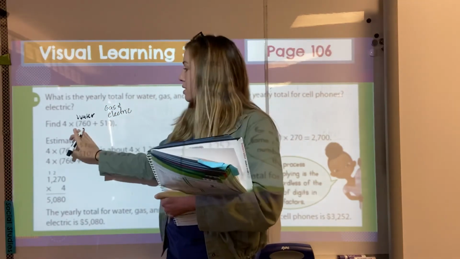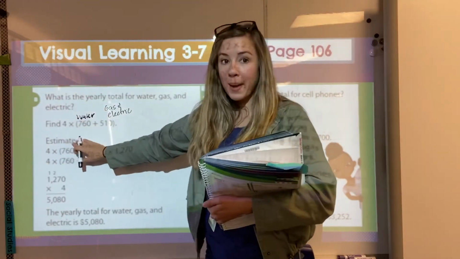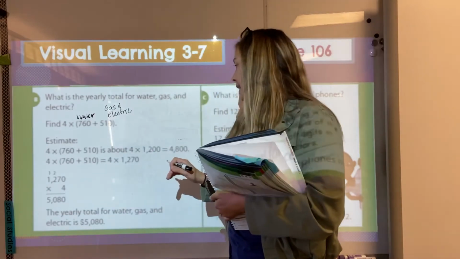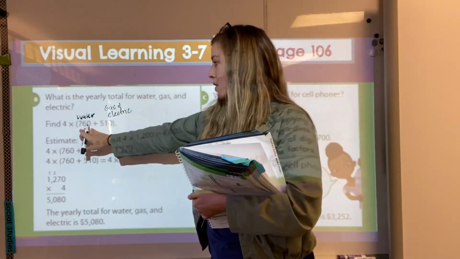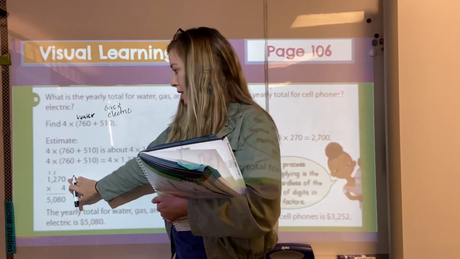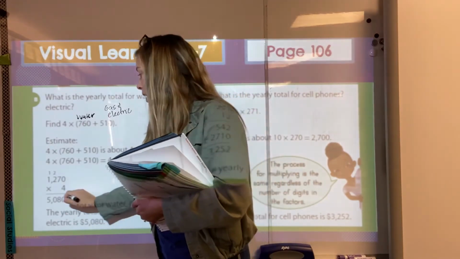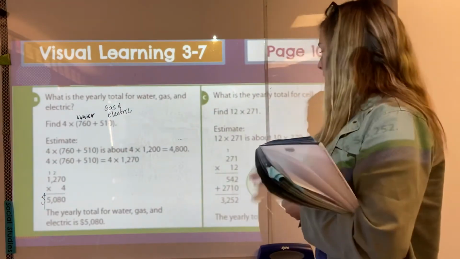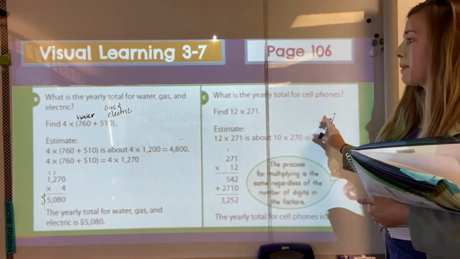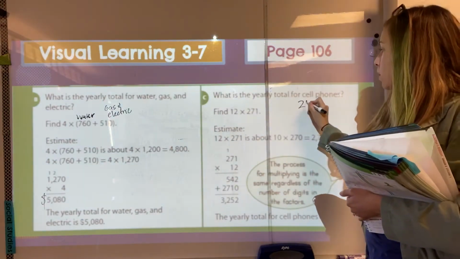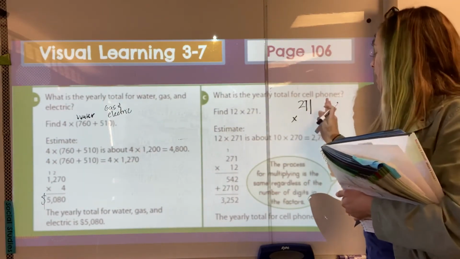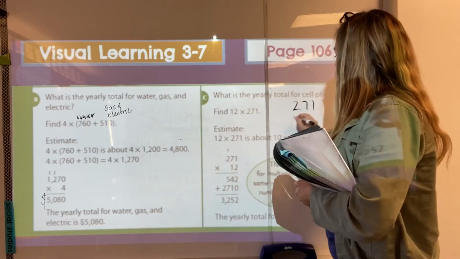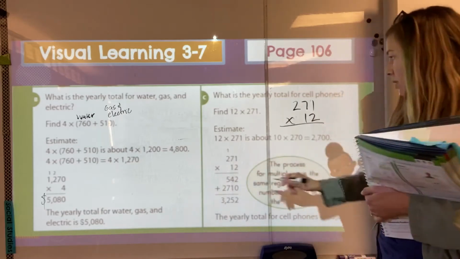And so they decided to write it like this because it's going to be easier to multiply one time by a larger number. So what they did is they added together their 760 and their 510 to get 1,270. And they multiplied it by 4 to get 5,080 for water, gas, and electric. And so then they had to find, second part of the problem, they had to take their 271 and multiply it, I have to rewrite that, by 12.